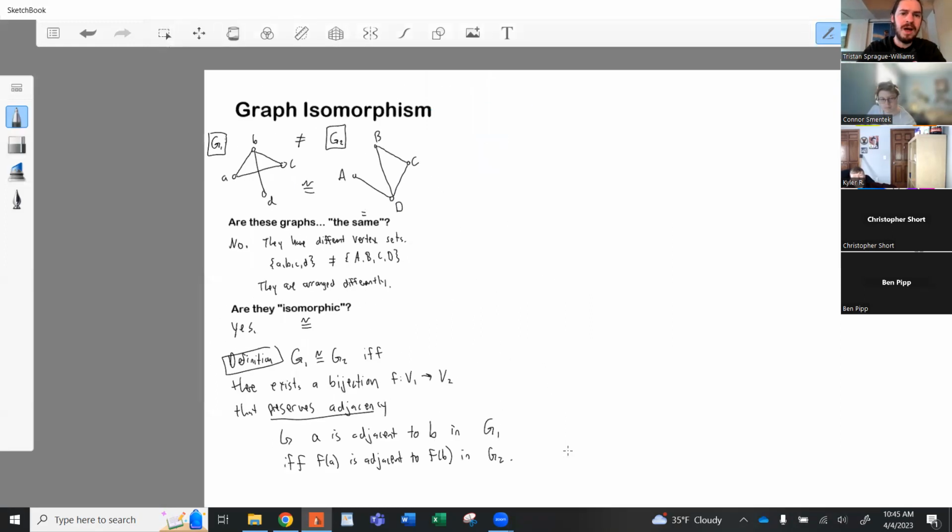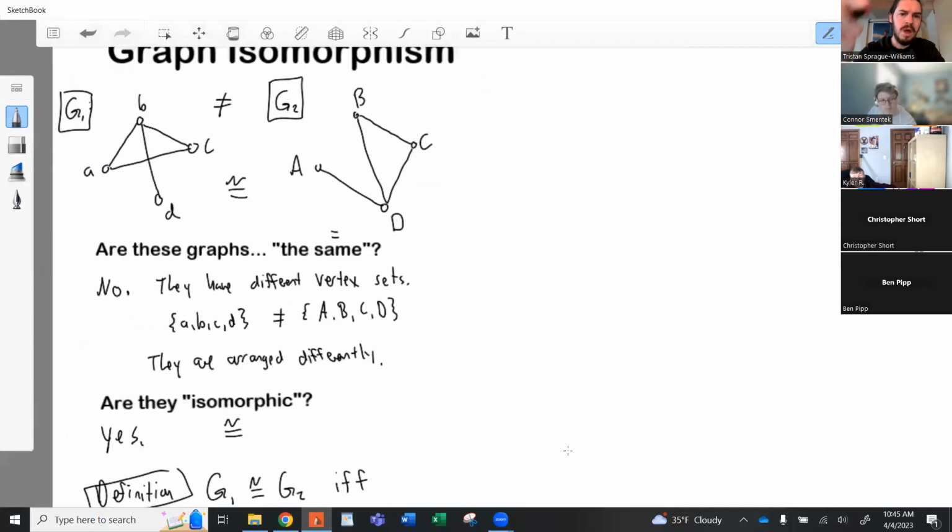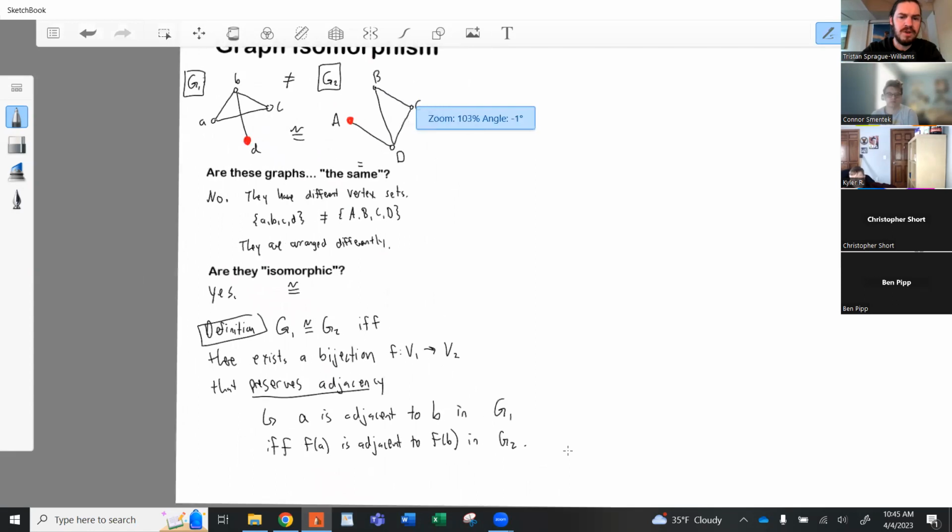Okay, so in this example, we could look at the structure and figure out how to map them. We could say, all right, this vertex D has to be associated with this vertex A, right? Because in G1, D is the only vertex of degree 1. And in G2, A is the only vertex of degree 1.